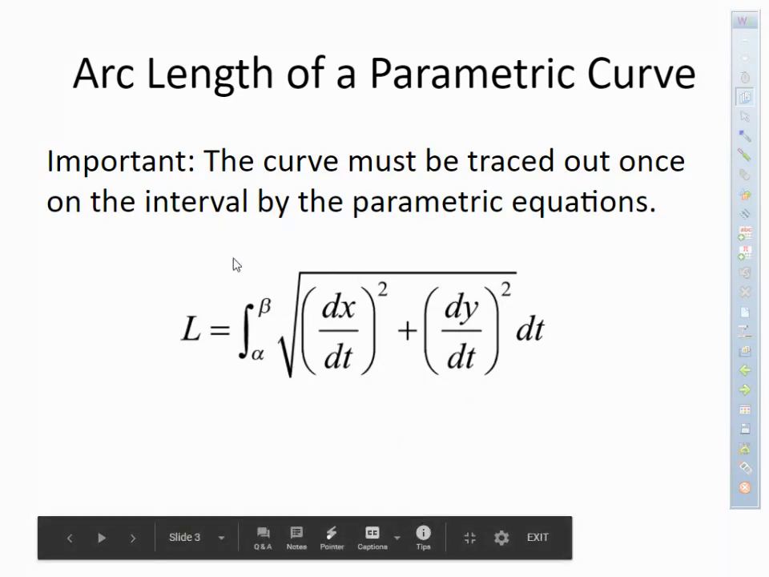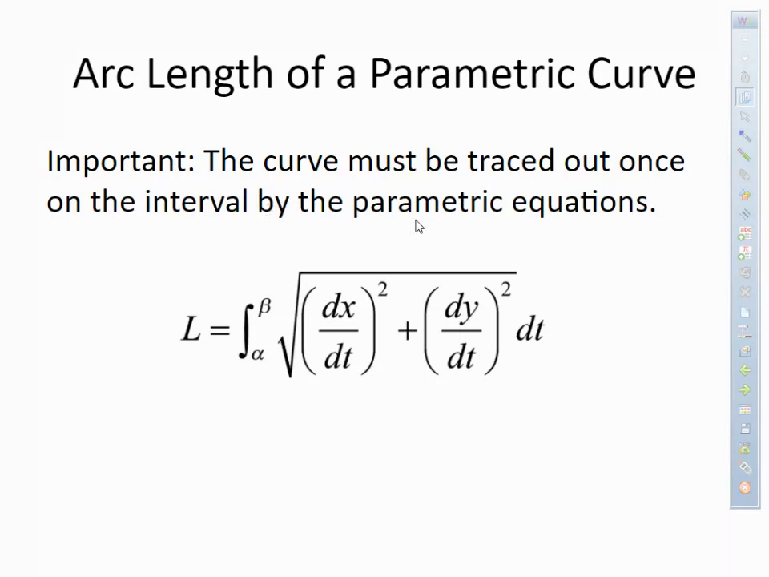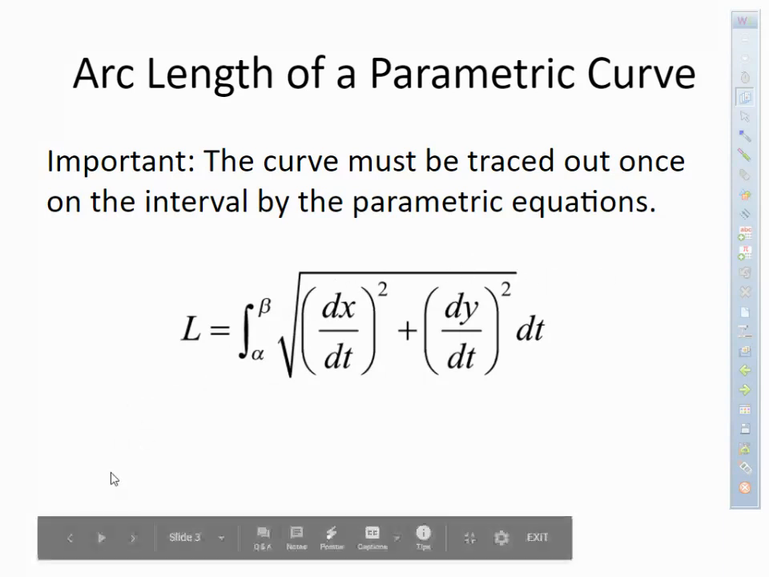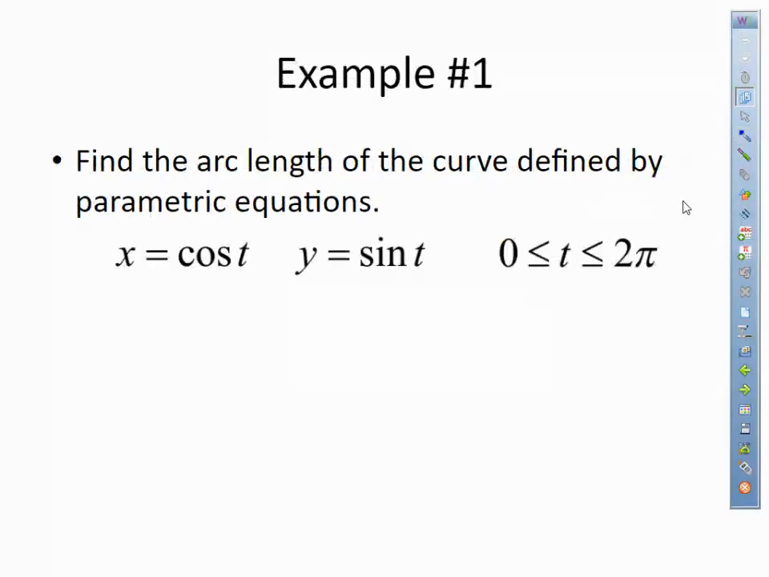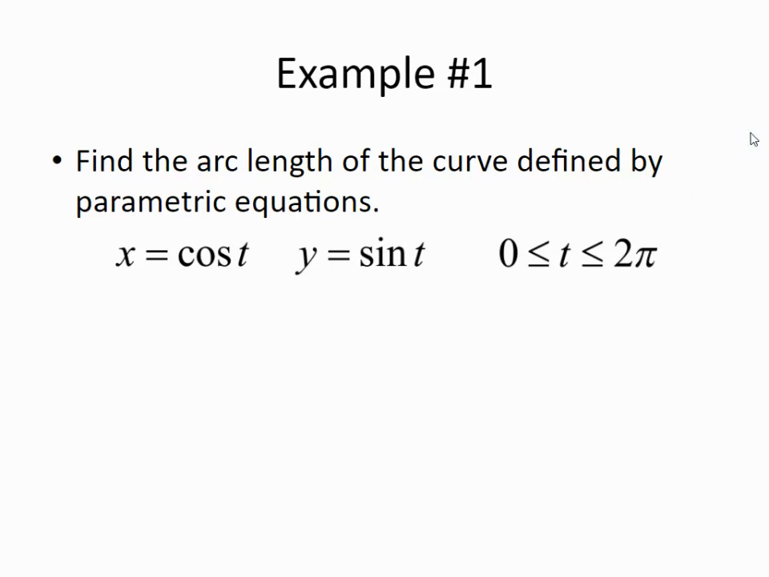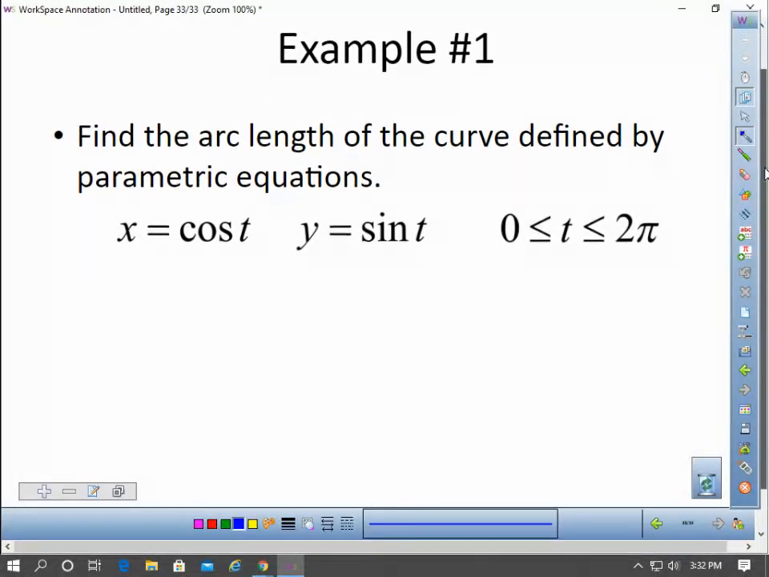All right, now the important thing to remember when you're doing parametric curves, the same way it was before with other curves, is that the curve has to be traced out only once on the interval by the parametric equations. So if you're going along a curve and then it comes back and repeats, you don't want to count that length twice. You just have to make sure that on the interval you travel along the curve only one time. It's just a straightforward formula is all it is.